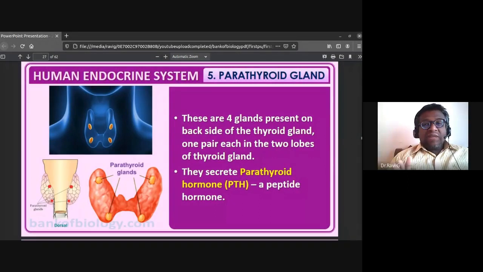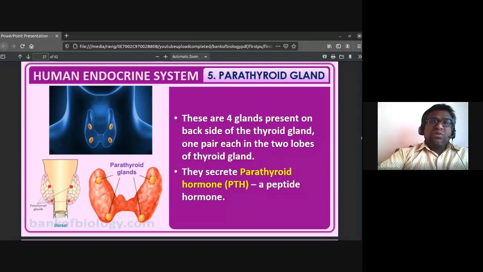Whenever I'm talking about ADH deficiency, it causes diabetes insipidus: dilute urination, excess loss of water during the urination process. That is because of deficiency of antidiuretic hormone. Okay, so these we had discussed in the previous class.